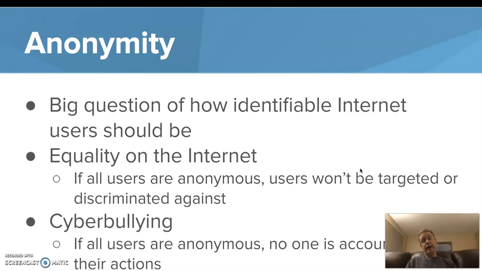Anonymity can be a good thing at times, because when people don't know exactly who an individual may be, they won't discriminate against them, and so that's a good thing. So there could be equality on the internet. But at the same time, when people know that other people won't know exactly who they are, they may be more apt to bully people. So that obviously is a potential harmful effect.